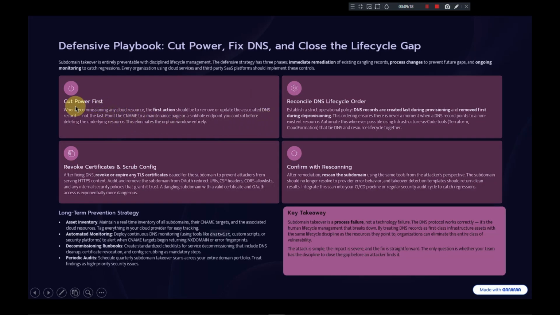The rest are some defensive playbooks. The defensive playbook starts with cutting power first. That doesn't mean switching off the electricity; it means disconnecting the DNS record from the source or from services that are not currently running. Then there is reconcile the DNS lifecycle order, confirm with a rescan, revoke the certificate, and scrub the config. I will be providing this presentation as a PPT or PDF. You can read it thoroughly, and let's move to practical.